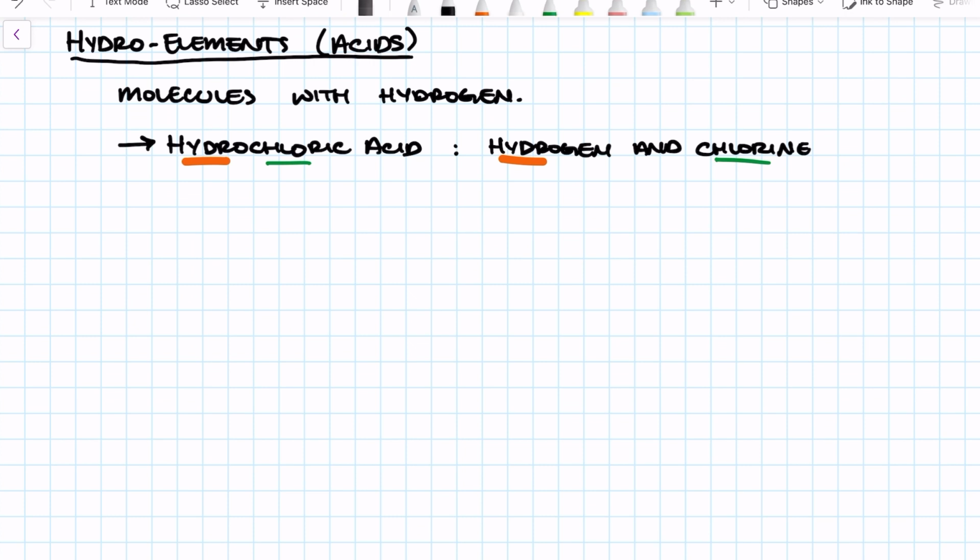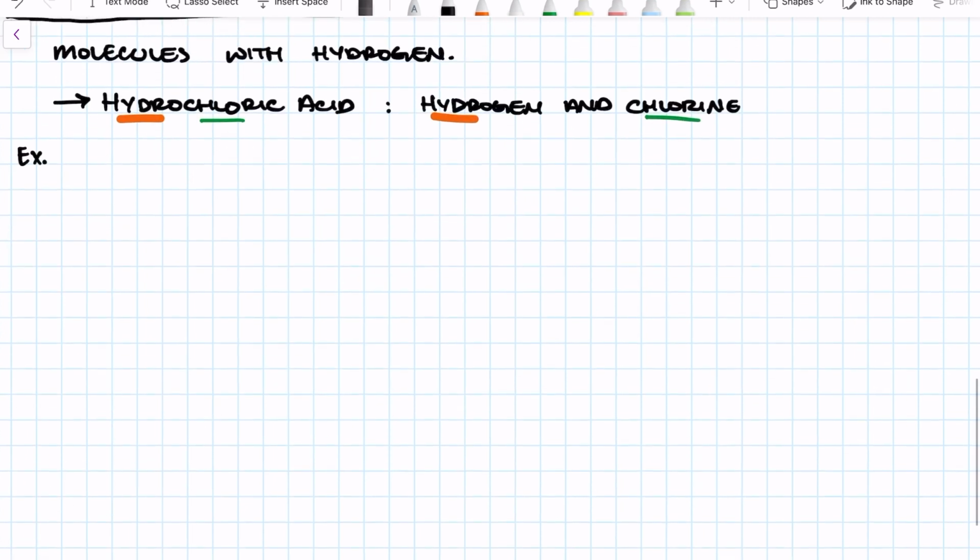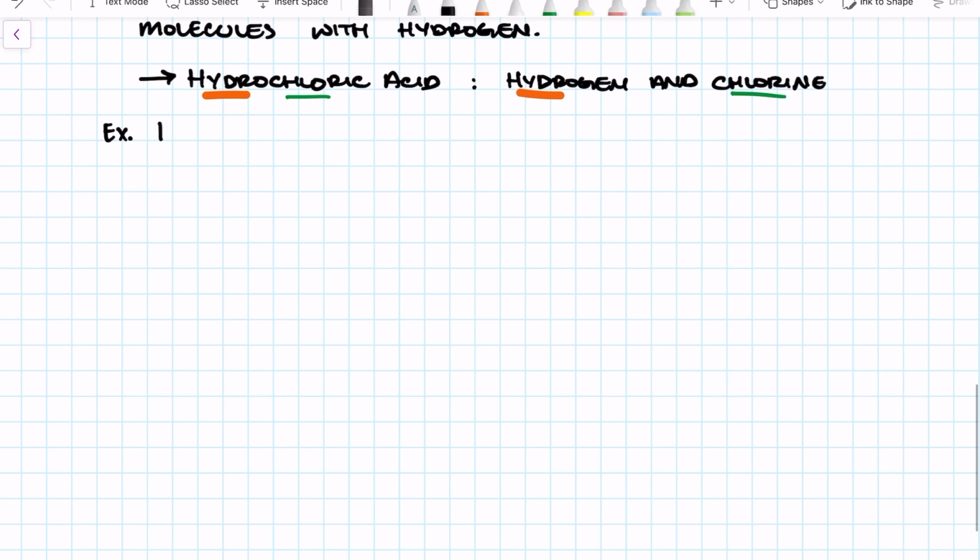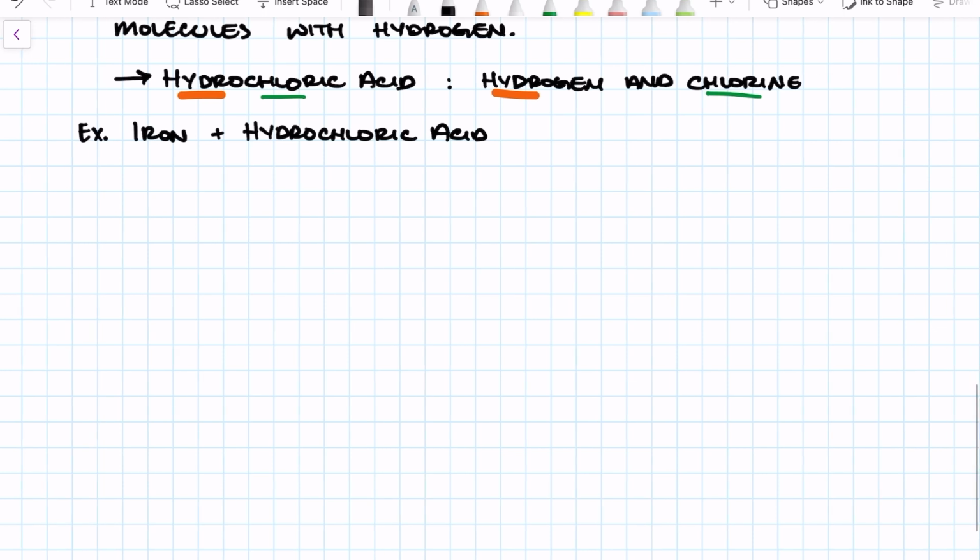Now, what happens when we have a single replacement with something like hydrochloric acid? So take a look at how the name here might look a little bit different, but it's really the same concept. So let's say that we have something like iron. And let's say we're mixing some iron with hydrochloric acid. So what would this turn into?